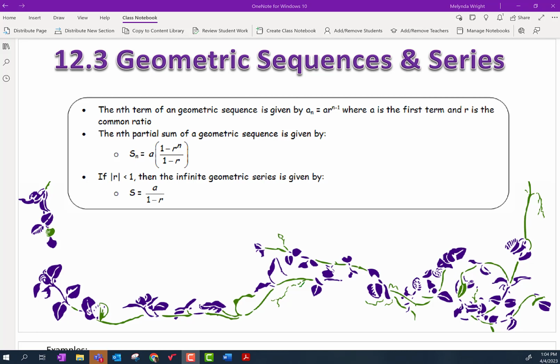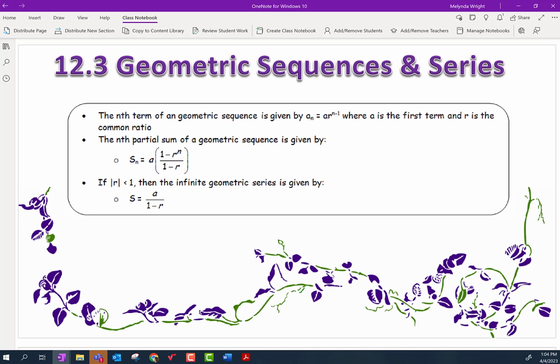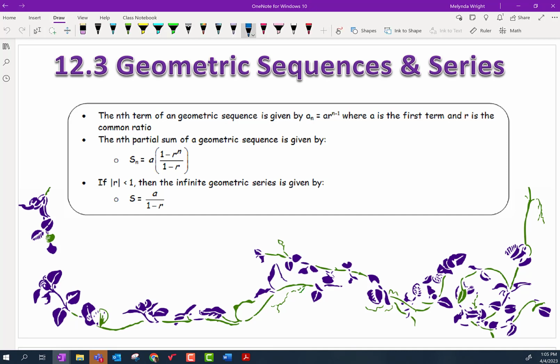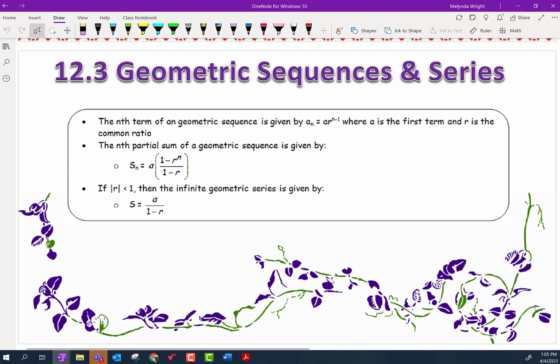All right, so let's take a look at our lesson for today. Today we're going to look at geometric sequences and series. First, let's talk about what is a geometric sequence.